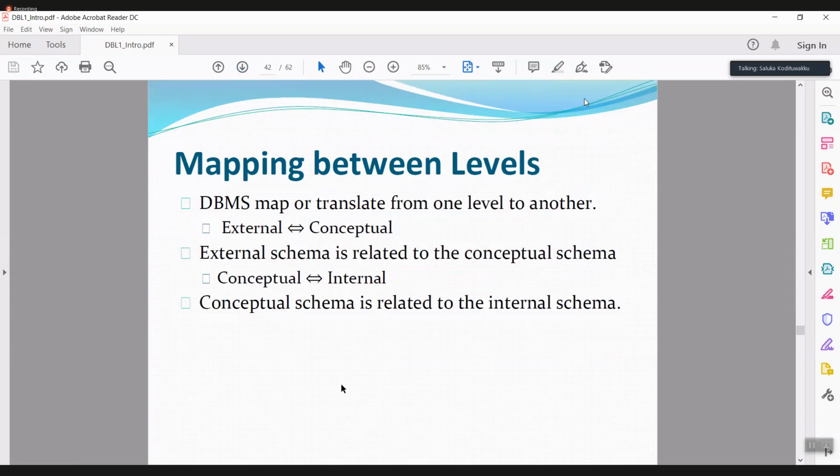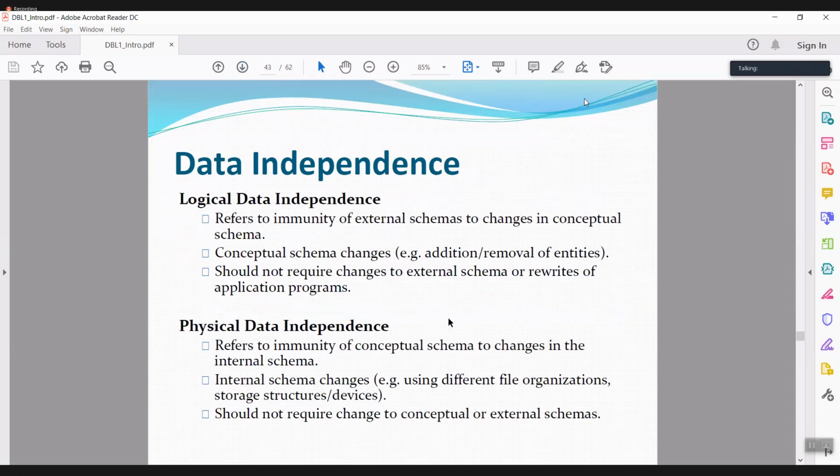And we discussed these two mappings between the levels. Three levels are there, but the overall architecture consists of 3 levels plus 2 mappings. Mappings facilitate the interaction between levels. And we also talked about logical data independence and physical data independence.